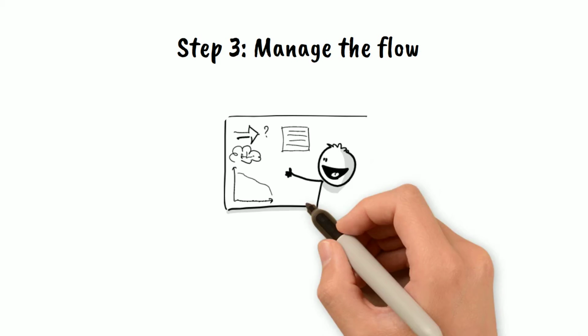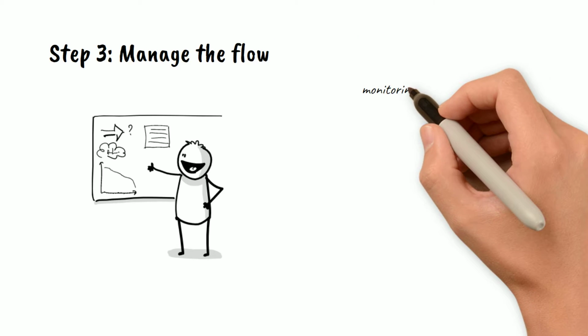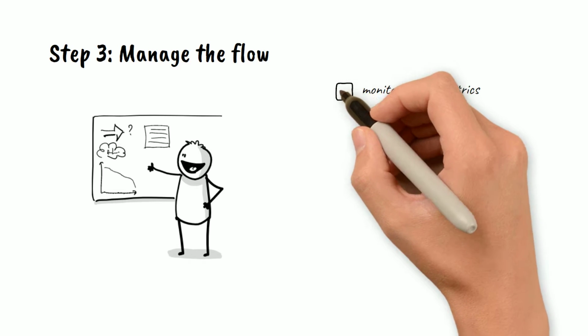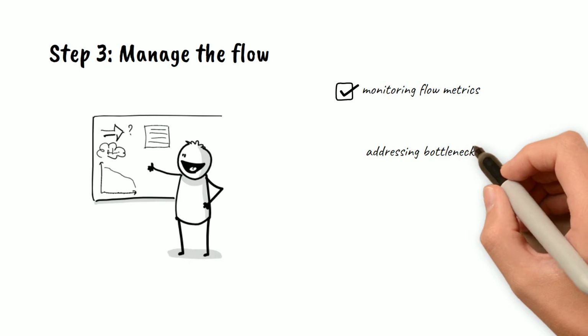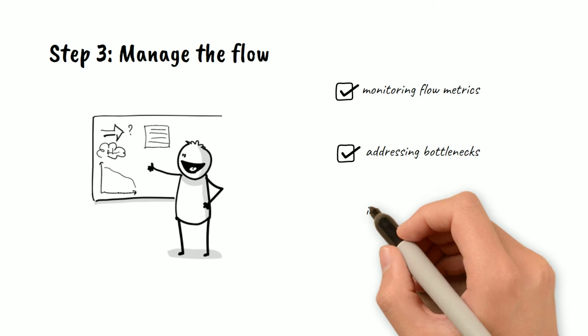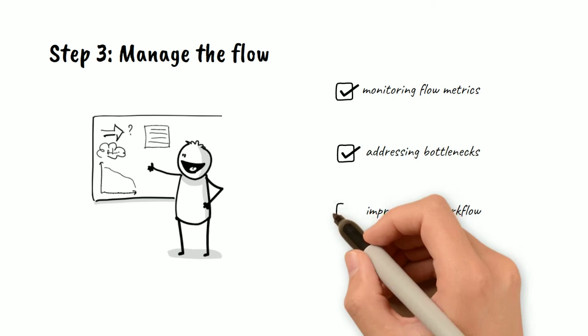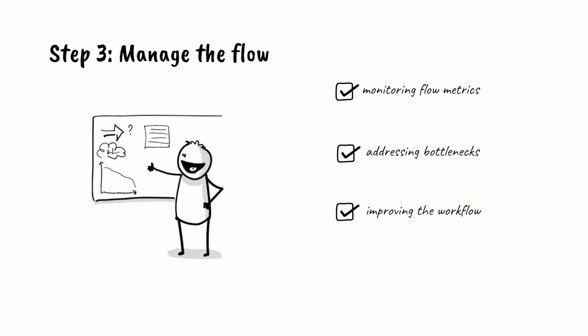The goal of managing the flow of work is to complete work as smoothly and predictably as possible, while maintaining a sustainable pace. Kanban aims to help in optimizing flow, which can be achieved by monitoring flow metrics, identifying and addressing bottlenecks, and continuously improving the workflow.